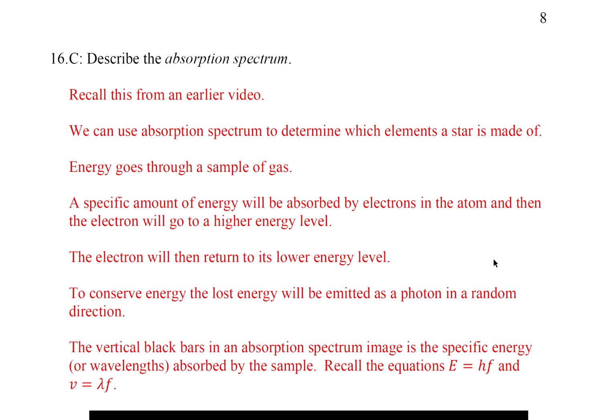Question 7, describe the absorption spectrum. Okay, so recall this from an earlier video. We can use absorption spectrum to determine which elements a star is made of. Energy goes through a sample of gas. A specific amount of energy will be absorbed by electrons in the atom, and then the electron will go to a higher energy level. The electron will then return to its lower energy level. To conserve energy, the lost energy will be emitted as a photon in a random direction.